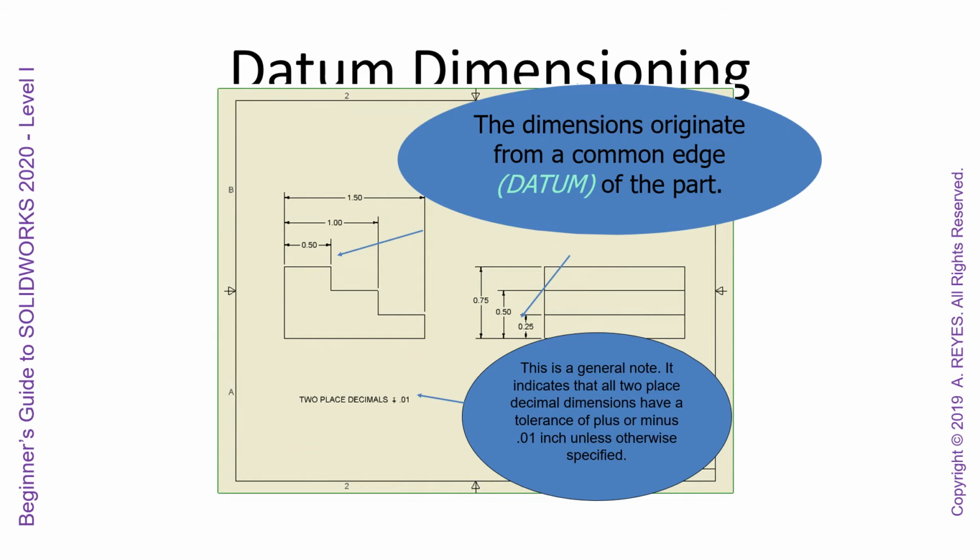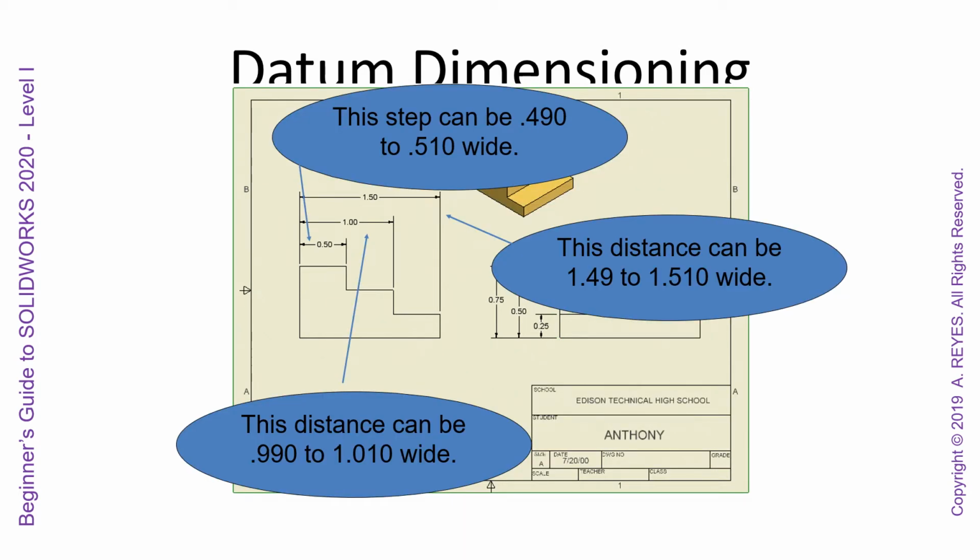Again, we have our general note. So here we can see that this step can be 0.490 to 0.510 wide, but now we can see the total distance can only be from 1.49 to 1.51 wide. So each one of these is going to have its own hundredth of an inch tolerance, right? So this will have its own plus or minus 0.01. This section will have its own plus or minus 0.01, and this section will have its own plus or minus 0.01.